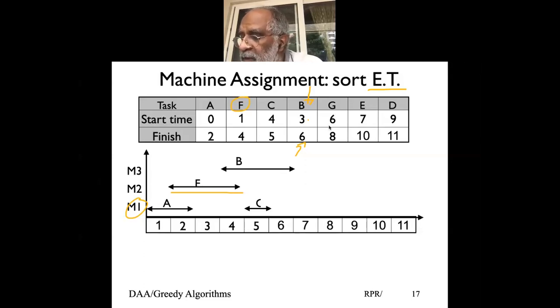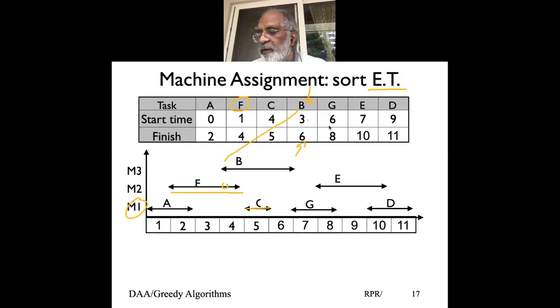Now task B starts at time 3. I cannot use M2 because at time 3 M2 is busy, and I cannot use machine 1 because between 4 to 5 this is busy. So for task B I need to use another machine, machine 3, and go ahead and then proceed with G. Similarly proceed with E and D, and you look at it, I still end up taking 3 machines.